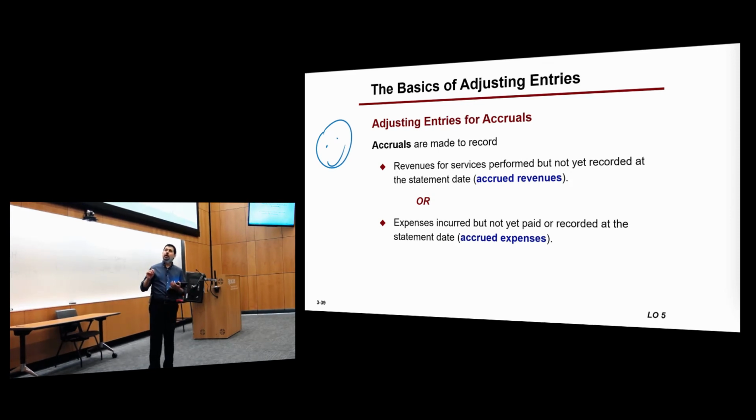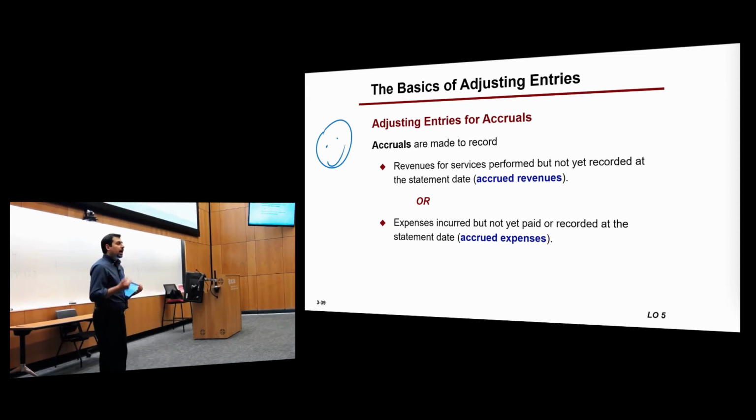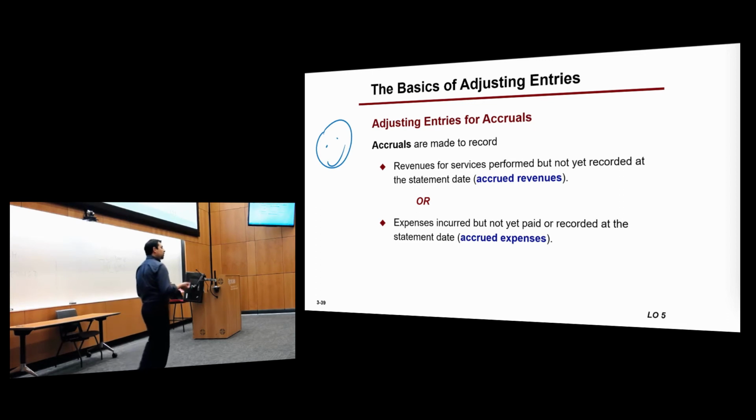Accrued expenses is the other way around. I owe money to my employees. Regulars will owe me money. So they will actually have to recognize those expenses even though they're not going to pay me until next month. But still, they have to recognize that money. Now it's an obligation. They have to recognize that expense. This is what we mean by accrued expenses.